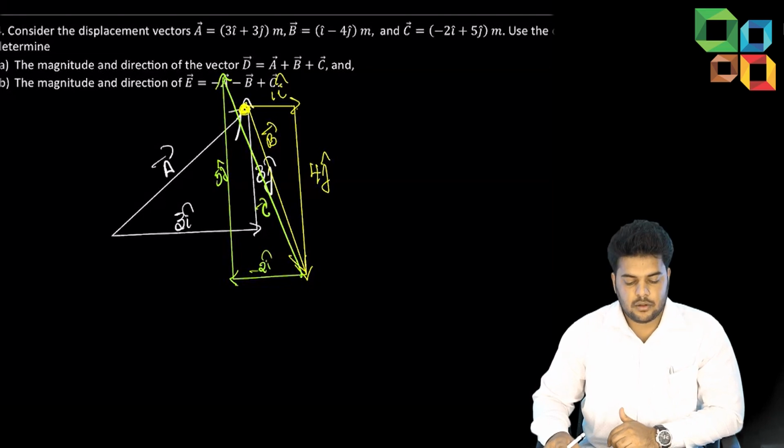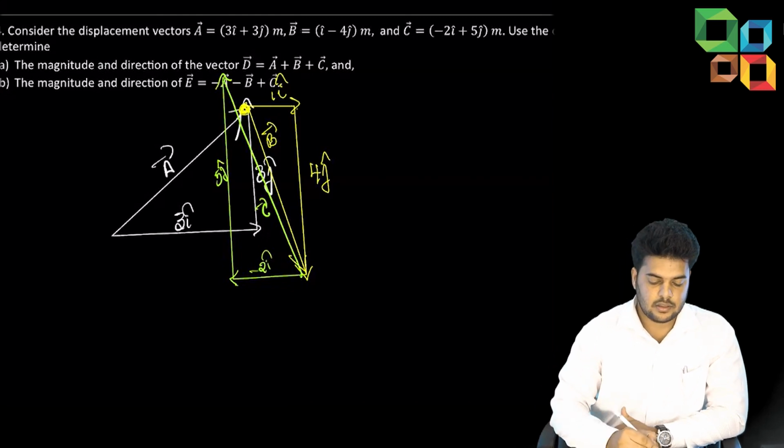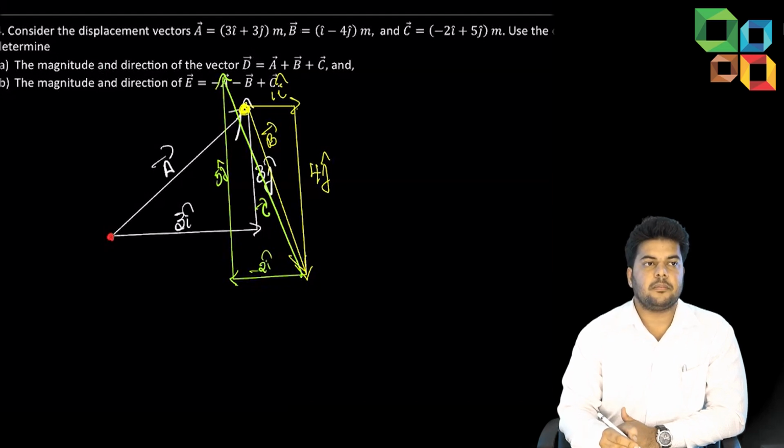Now what is the resultant of all this? The resultant of all this is, okay, you figure out where you started. Yes? Vector D. What is vector D? Vector D is A plus B plus C.